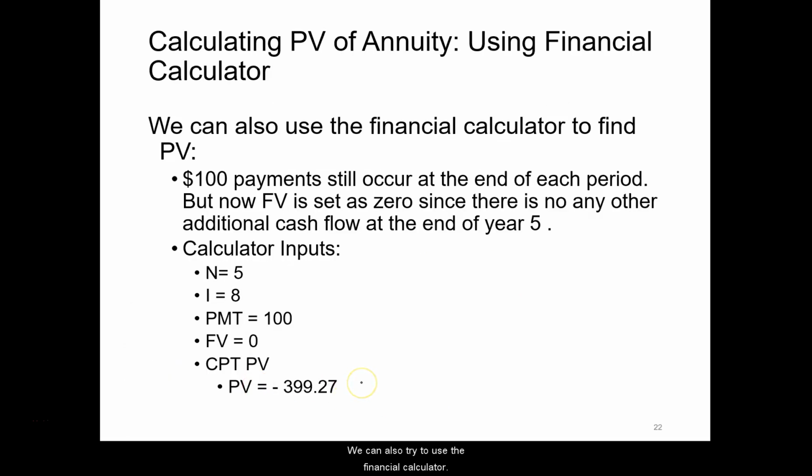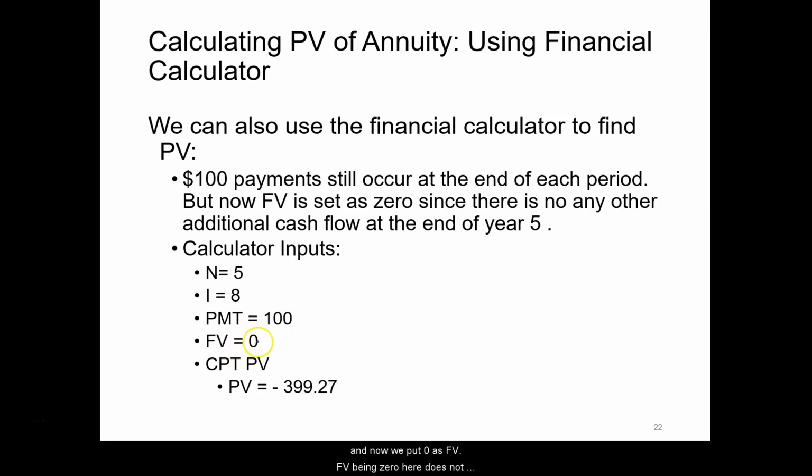We can also try to use the financial calculator. How to use a financial calculator to find PV? I do have that in my calculator demonstration video, so check that one out before you start working on this question. So now let's just input the numbers. 5 years, 8% per year, $100 each every year, and now we put 0 as FV.